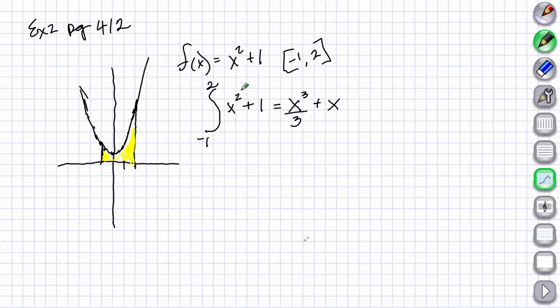So this was a 2, now it's a 3. This had no x. Actually, you can think of it as x to the 0, and now it's x to the 1. So, you know, you can think of it that way. And we're going to go from 2 to -1. So what we're going to do is substitute the 2 into this first.